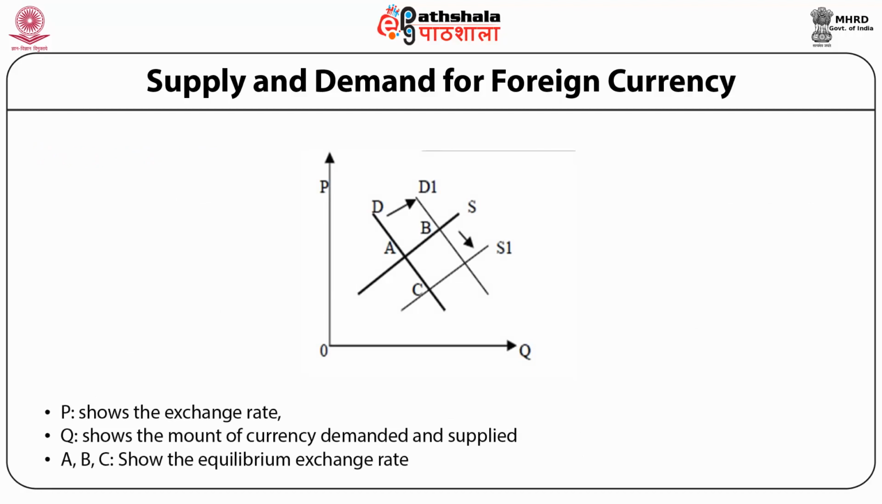As you can see in figure A, where the demand and supply for the foreign currencies are shown, P shows the price or the exchange rate, Q shows the amount of the currency demanded and supplied, and A, B, C show the equilibrium exchange rates. If there is a shift in the demand curve from D to D1, or a shift in the supply curve from S to S1, the prices change from A to B or A to C according to the forces of the market.